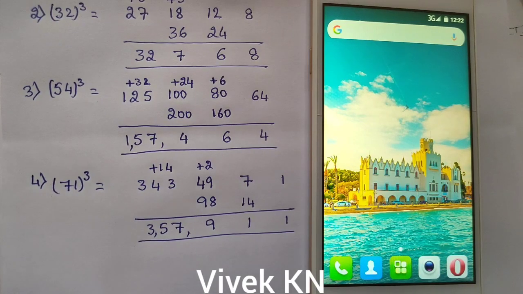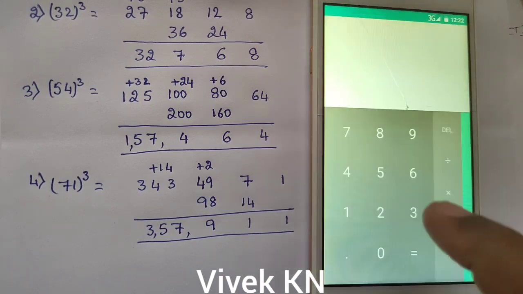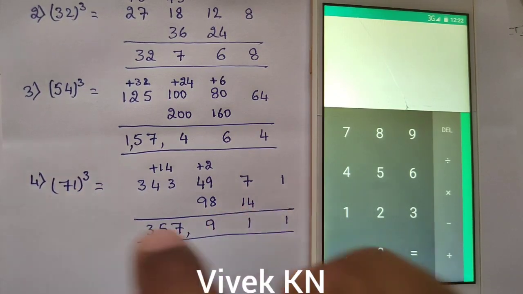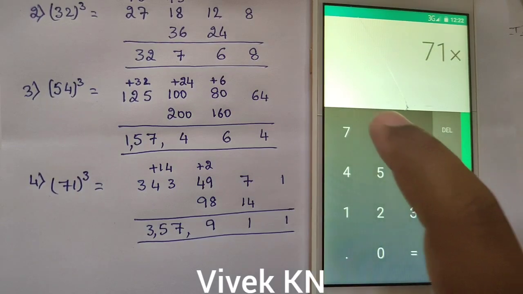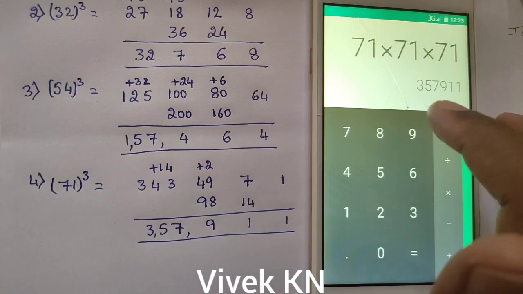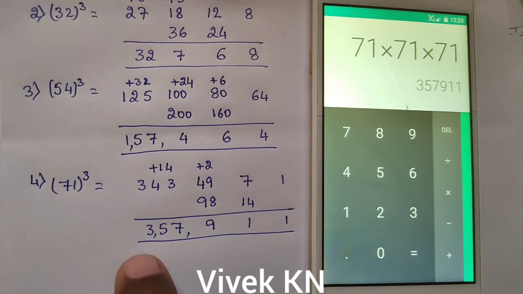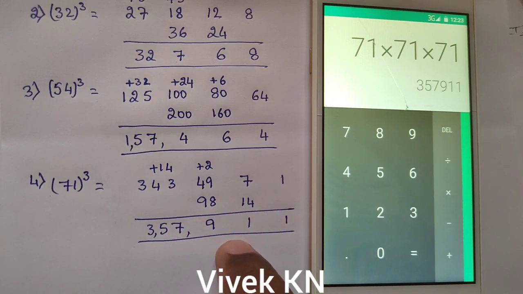Now let us check our answers with the help of a calculator. 71 whole cube is nothing but we have to multiply 71 three times. The answer is 357,911. We have our answer 357,911. Hence the answer obtained is correct.